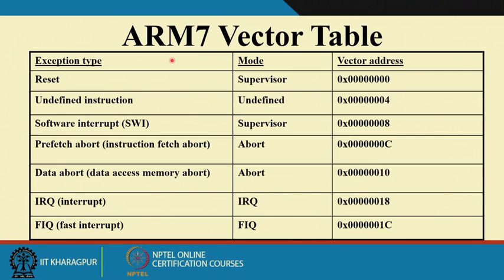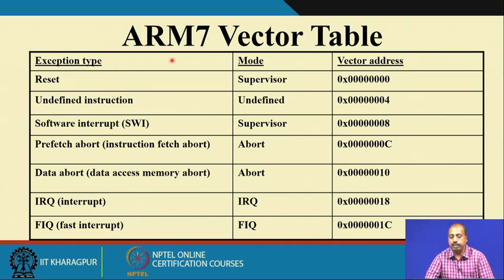Next, we see the vector table. As I said, all these exceptions are vectored interrupts. For reset, the mode switches to supervisor mode and the program counter value becomes all 0, that is, it comes to the very first location of the memory. From that location we can have the OS code for loading the essential portions of the operating system from secondary storage to the main memory. So, that is the reset mode.